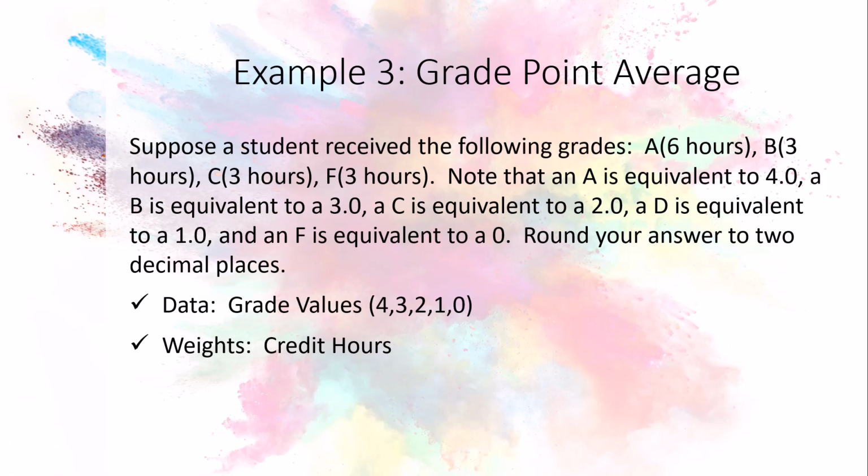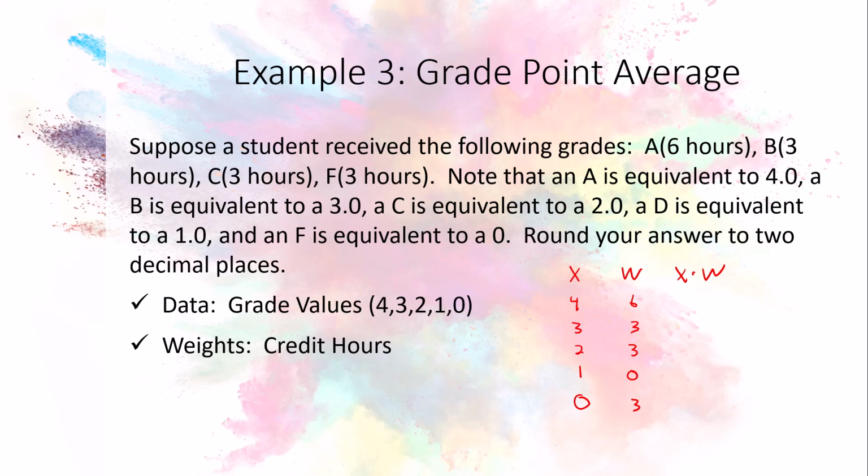So once again, we have data, we have weight, and we want to compute the product. Our data is going to be 4, 3, 2, 1, 0. Blast off. I sound like I'm doing a countdown. Our weights, well, we have 6 for an A. We have 3 for a B. We have 3 for a C. We have 0 for a D. And we have 3 for an F.